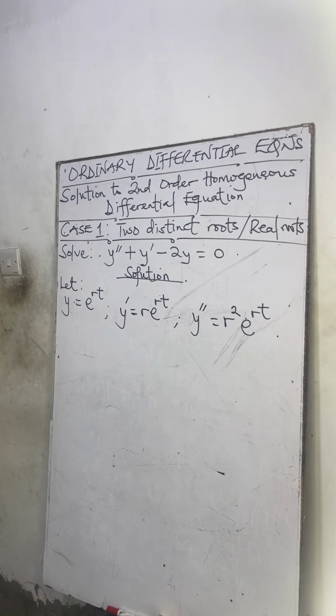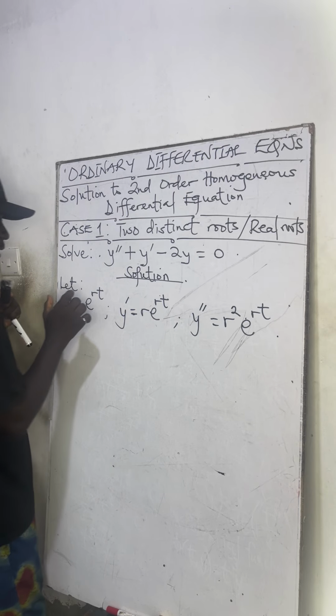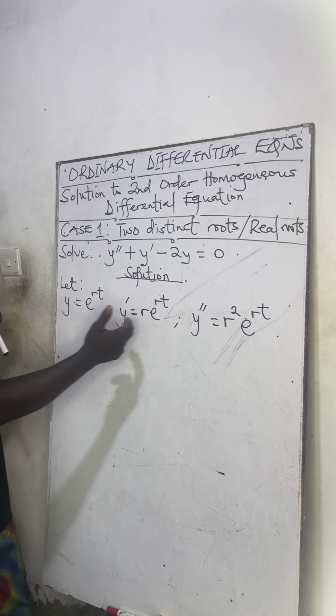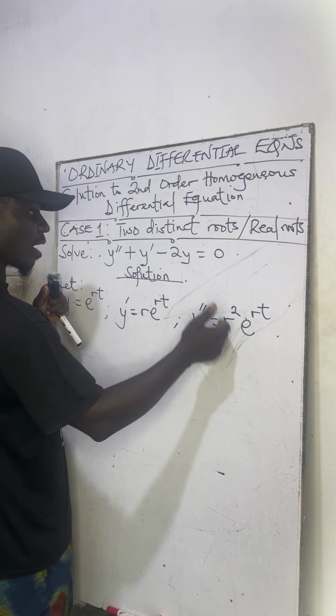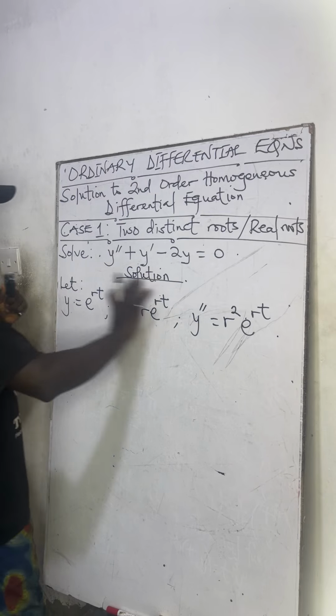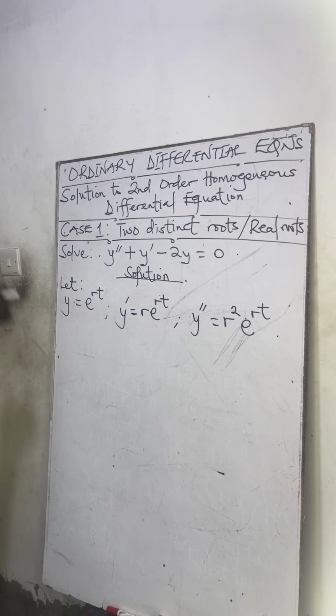So the first order, second order. But I said, don't forget, when you start, you let the solution y be equal to e exponent rt, y prime equals r e exponent rt, y double prime equals r squared e exponent rt. Now we substitute all these into the equation over there.